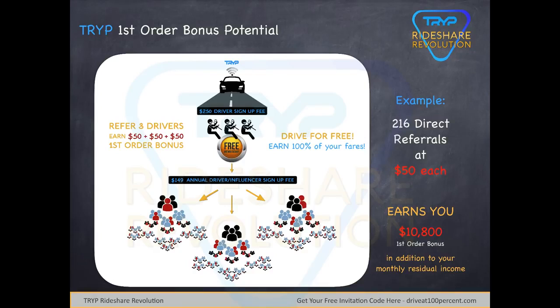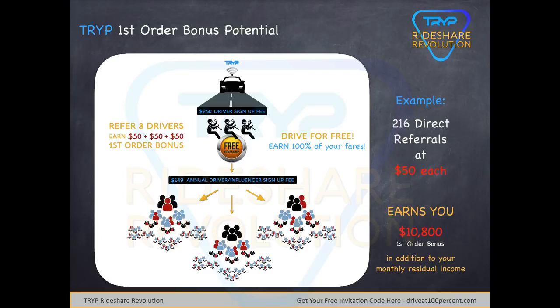So that has happened, and along the way, every single one of those people represented by red, you've received $50 each the minute they sign up. So 216 direct referrals at $50 each, that means that you've earned $10,800 so far just on your own direct referrals. And that's in addition to the monthly residual income that you've earned by going up the ranks of the compensation plan and the monthly income potential. So this is in addition to that.